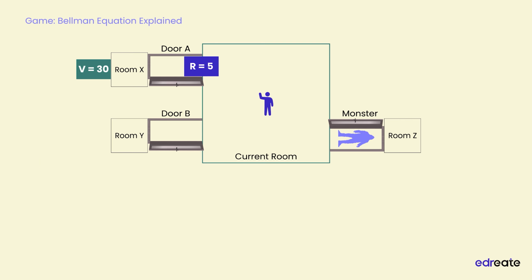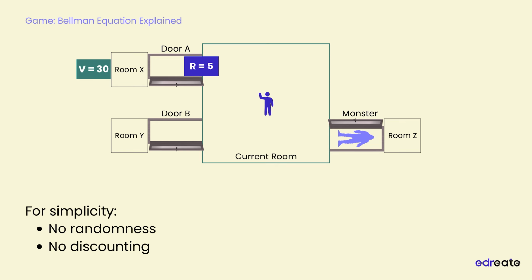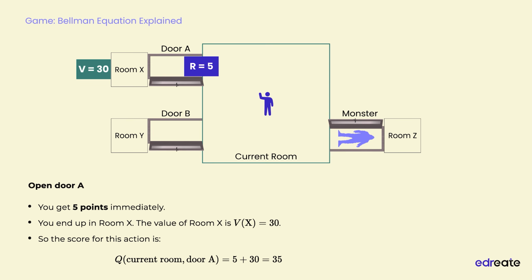Each action gives you some points now and takes you to the next room, a new state, which has its own value. For now, let's imagine a simple game. Each action always leads to exactly one next room, meaning no randomness, and we'll ignore the discounting for simplicity. We'll add it back in a moment. Step 1 would be to score each action.